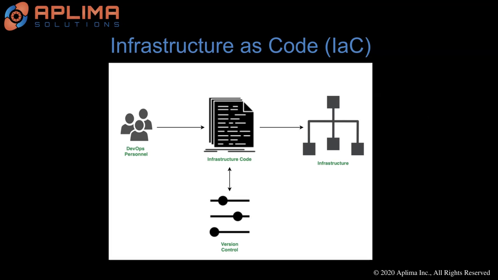So how exactly does this work? You basically define your infrastructure, such as your servers, your databases, your load balancers, all as code, and store this code in a version control system, such as Git, and use this code to provision your infrastructure.